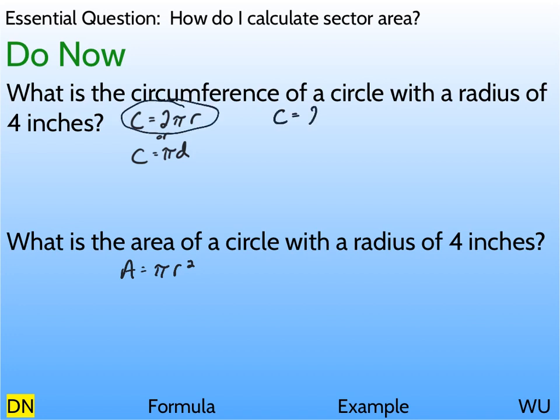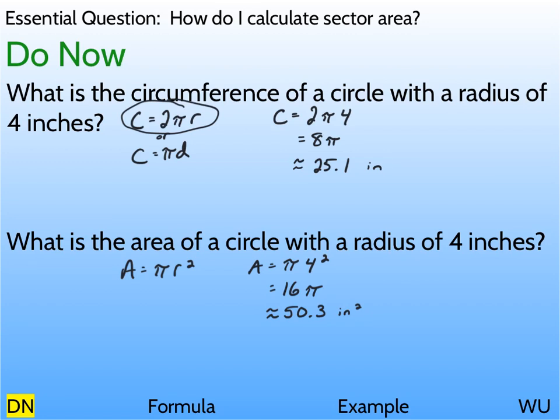In this case, the circumference is 2 times pi times 4, which is 8 pi, or if we round it off to the nearest tenth, approximately 25.1 inches. And that's from a calculator. For the area, I'm going to do area equals pi times the radius of 4 squared, which equals exactly 16 pi. Round that off in the calculator, and you get 50.3 square inches.